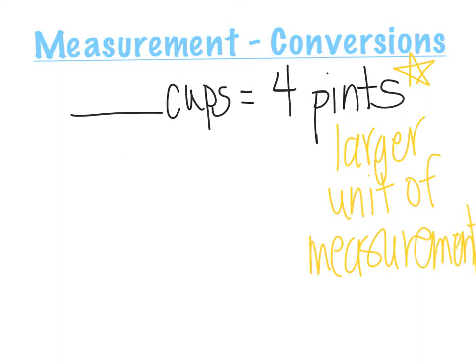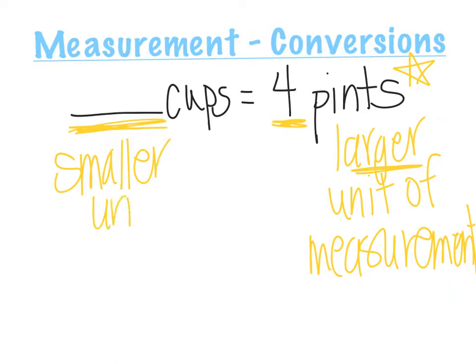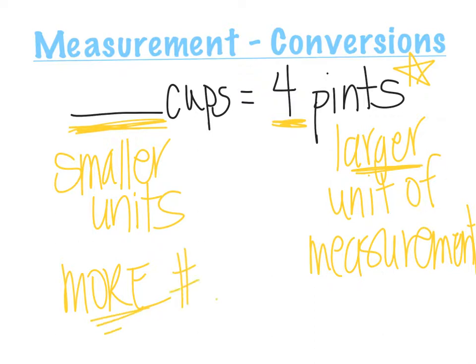So the larger unit of measurement is going to have the smaller number. It's just like fractions. It's opposite. So the larger unit of measurement, so this is 4, this number is going to be a bigger number than 4, because since this is 4, I'm going from a larger unit to a smaller unit, which means I'm going to need more of them. I'm going to need more on this side. So the number is going to be greater.